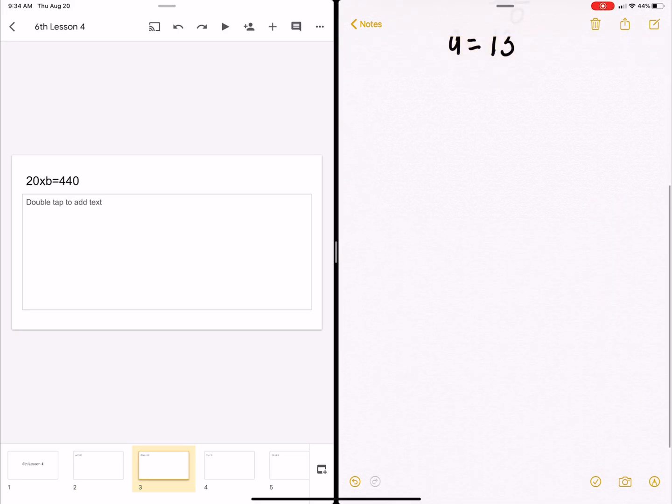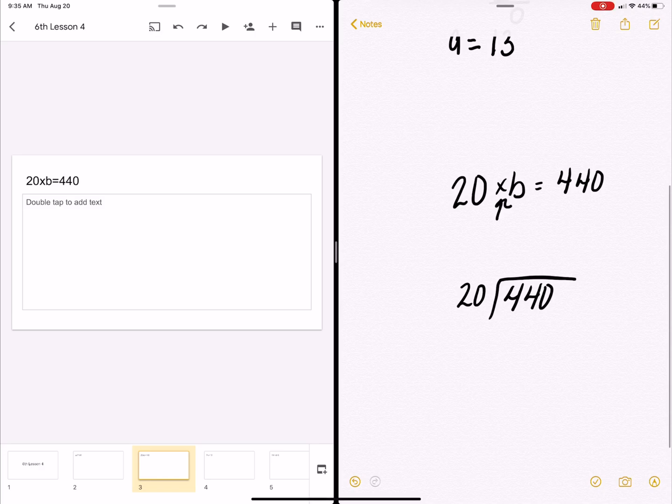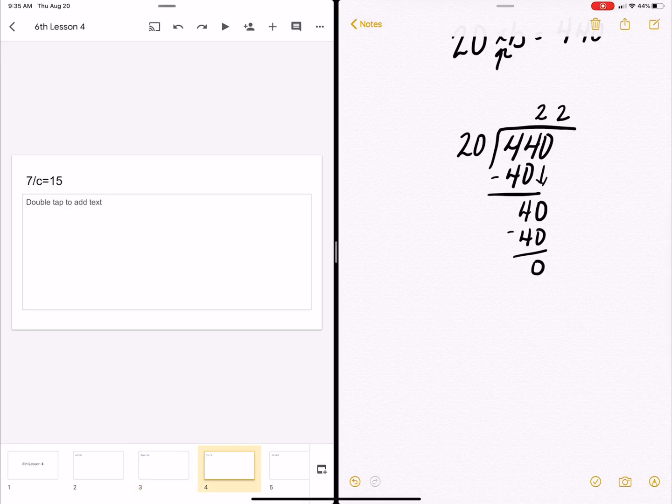20 times b equals 440. So the opposite of multiplication is division. We're going to divide 440 by 20. 20 goes into 44 2 times. 2 times 20 is 40. Subtract and you have a remainder of 4. Bring down a 0. Now you have 40. 20 goes into 40 2 times. 40 minus 40 is 0. And b equals 22.